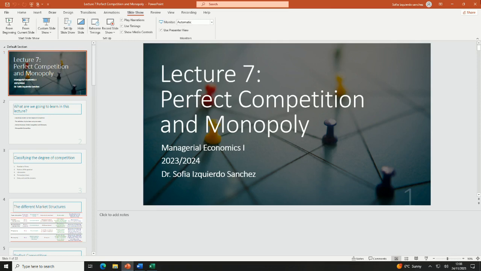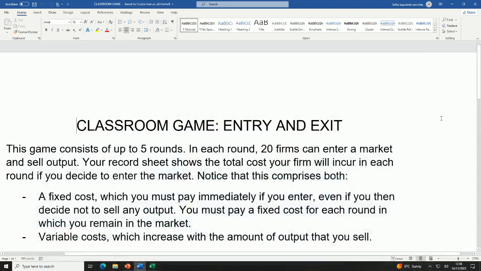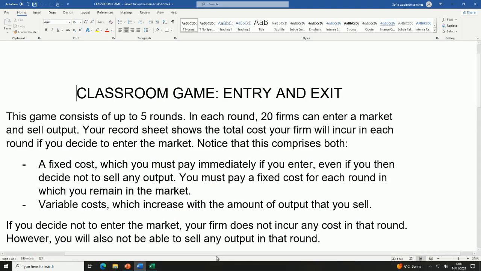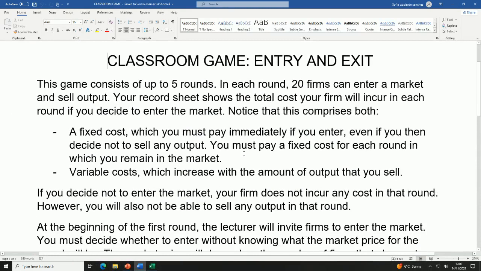Right, so let me explain the game. This is the instructions that you have, okay? I'm not saying anything differently. So this game consists of 5 rounds. At the start of it, all of you are a different firm, competing in a private competition environment. In the information sheet that you have, if you turn it around, you have particular information for your firm.